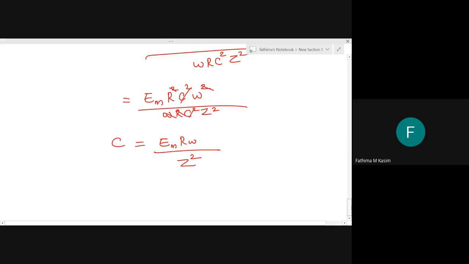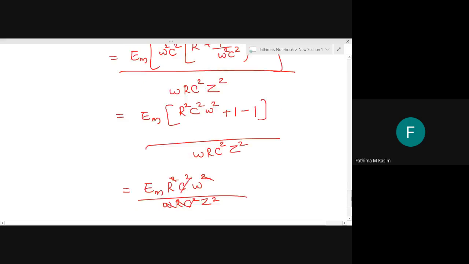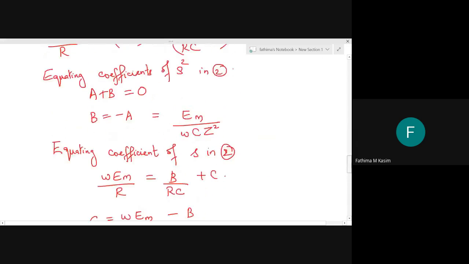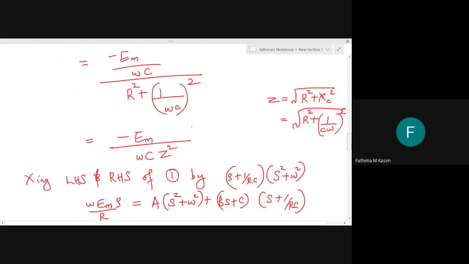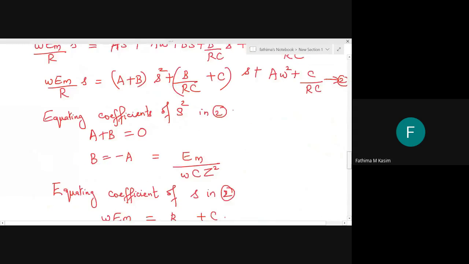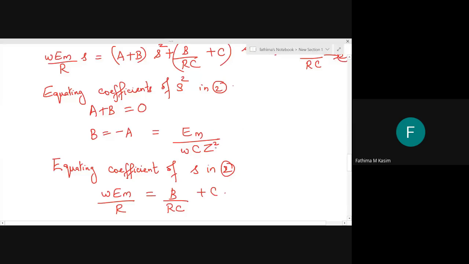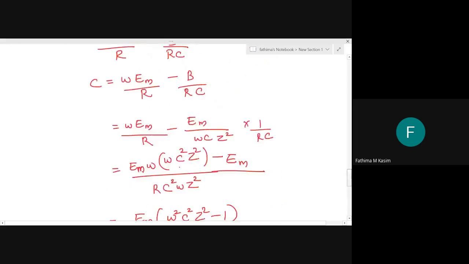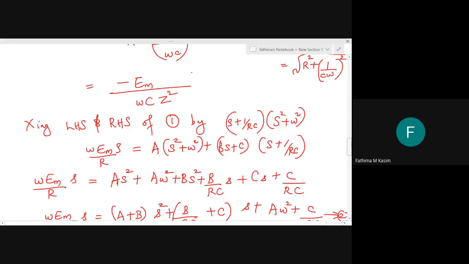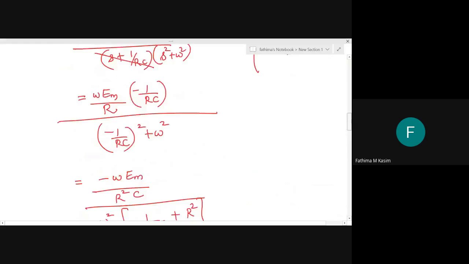If you have any doubt, you can ask me. So we have found the values of A, B and C. So A is minus Em by omega C Z square. B is Em by omega C Z square, and C is Em R omega divided by Z square. So we can now substitute these values of A, B and C in equation number 1.